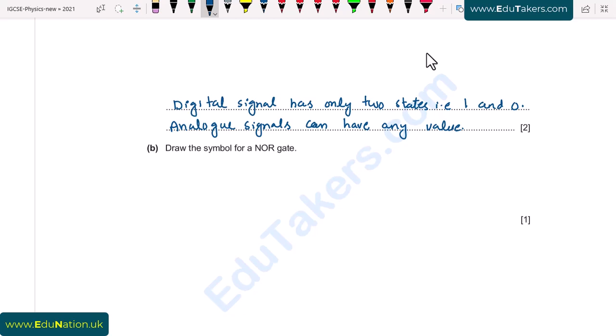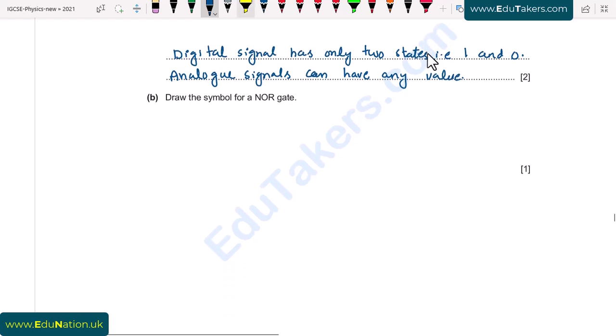Part B. Draw the symbol for a NOR gate. Here we have to draw the symbol for NOR gate, and NOR gate is the combination of OR plus NOT gate. First of all, OR gate has two inputs and a single output, and NOT gate converts 1 into 0 and 0 into 1. It means that it performs the operation of inversion. When I have to draw its symbol, it will be just like this.